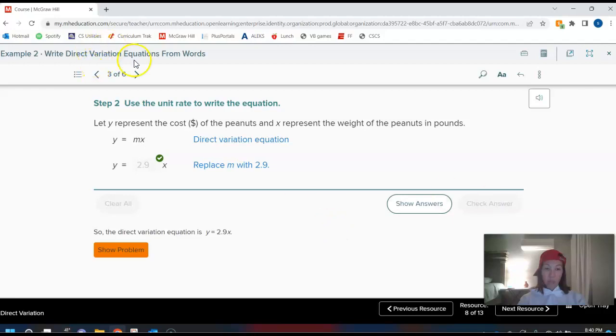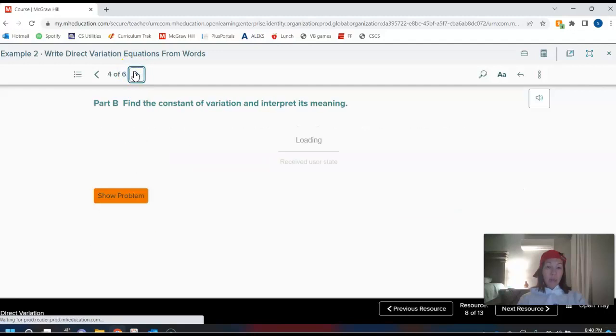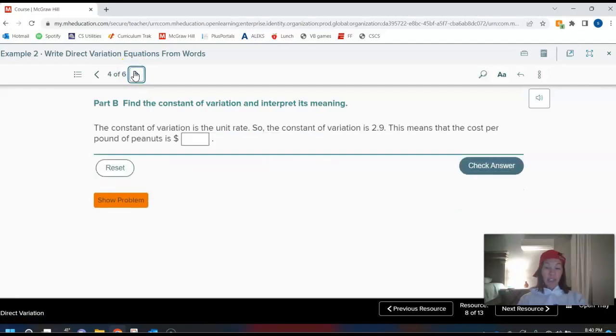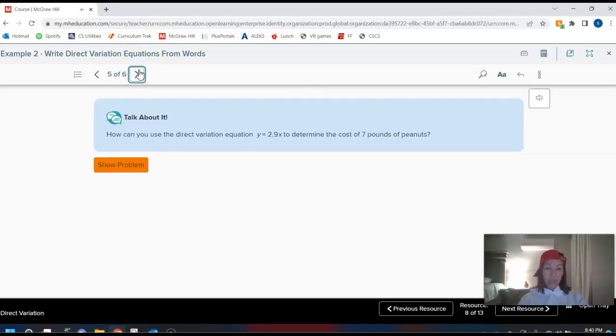All right, is that done? Okay. Now, find the constant of variation and interpret its meaning. Well, it's kind of silly because we had to find it to write the equation, so we don't really have to find it again. You just have to remember that it's the same thing. It's 2.9. It is the unit rate. And 2.9 represents the cost per pound. So it's $2.90 per pound, which again, we already kind of answered at the beginning. So it's just redundant, kind of asking the same thing over and over again.